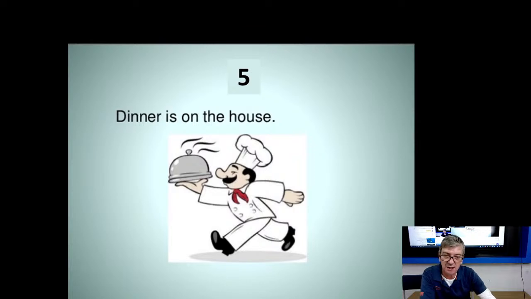How about this one? Dinner is on the house. So on the house just means for free, i.e., you don't have to pay. It's on the house. So that could be the restaurant pays for it or somebody else pays. Dinner is on the house.